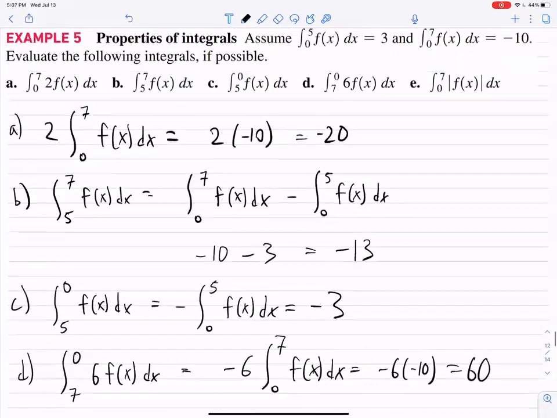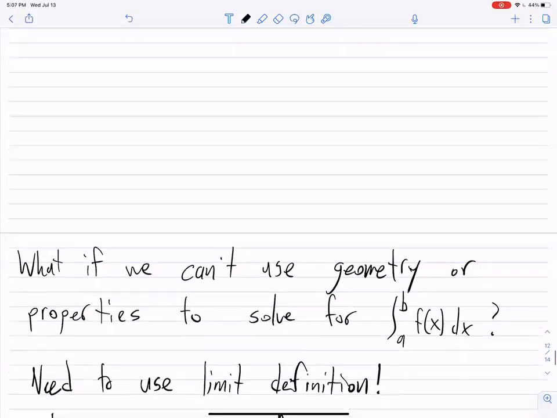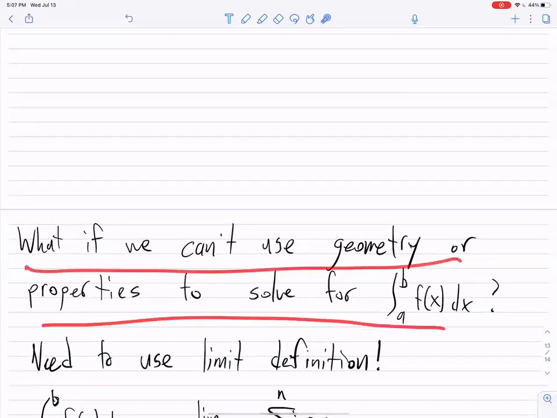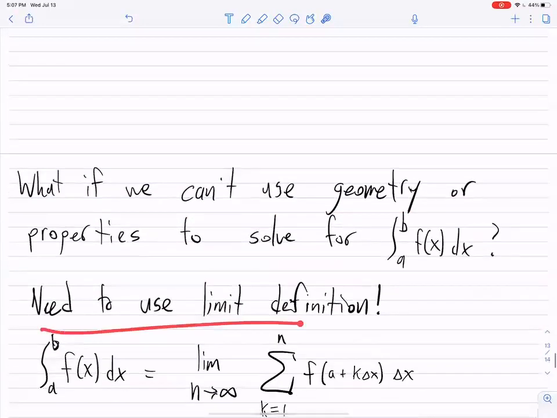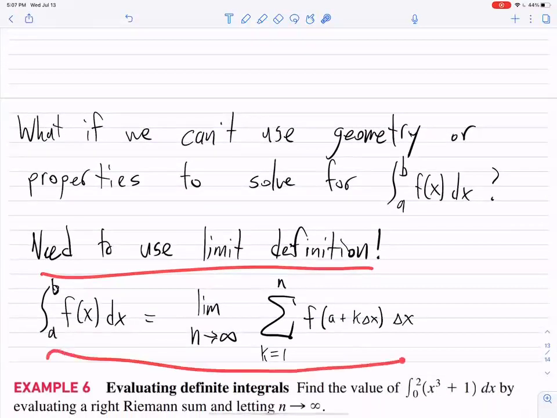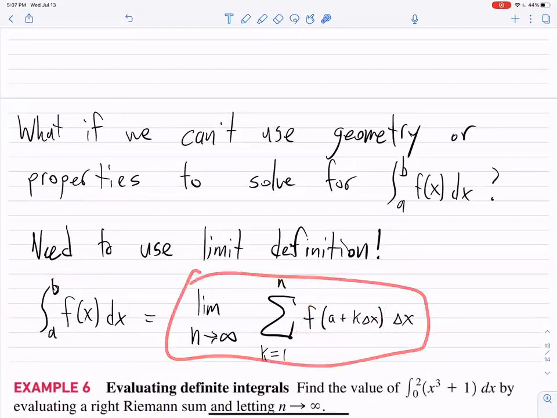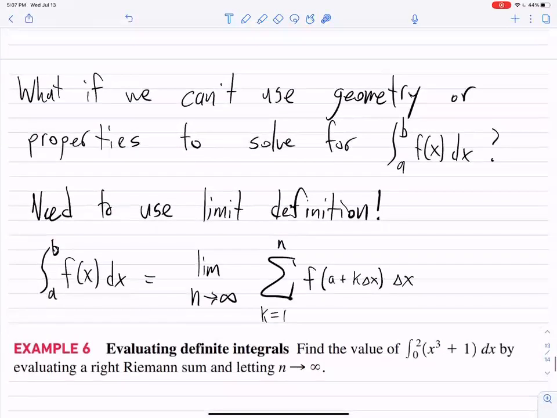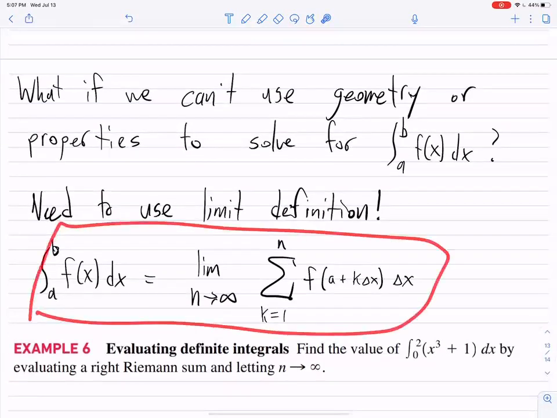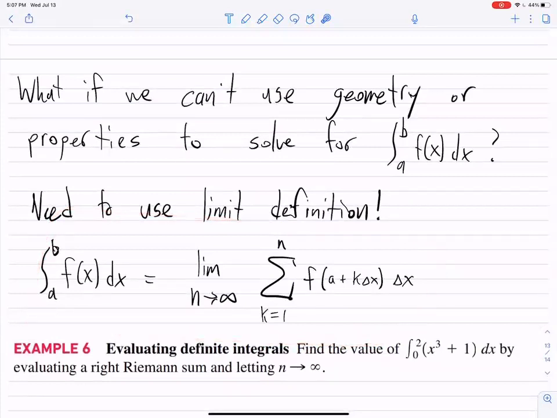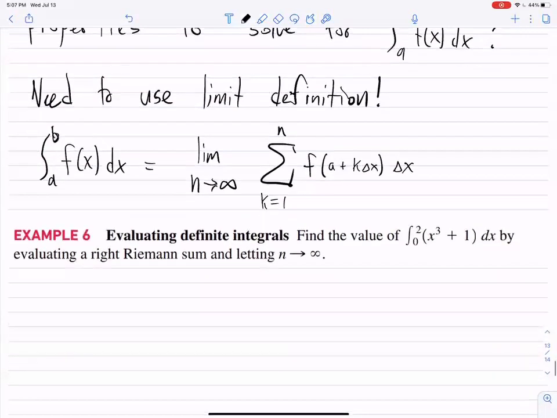Okay, so that's how we use properties of integrals. And so now the question is, what if we can't use geometry or properties to solve for the definite integral? We need to use the limit definition, right? So we need to use this definition right here. And this is the limit definition for the right Riemann sum. And this is how we're going to calculate the definition. And I promise you there will be one of these, an easy one, where you have to do this limit definition to define the area on the exam. And so I will do this one very carefully, but that's the idea.